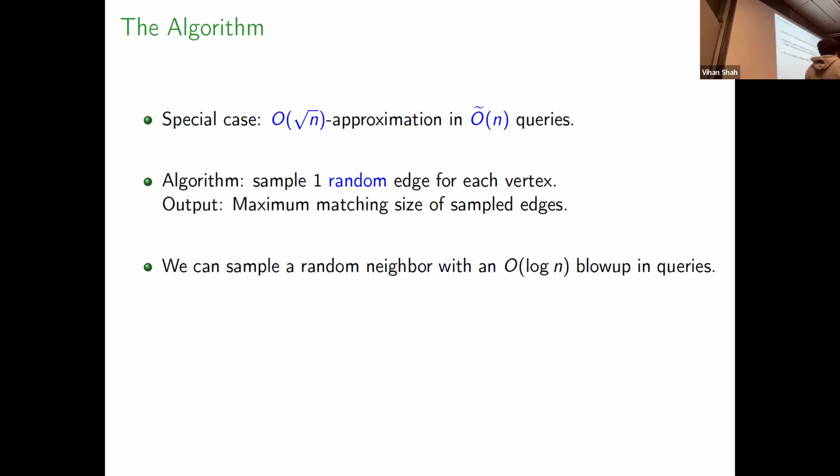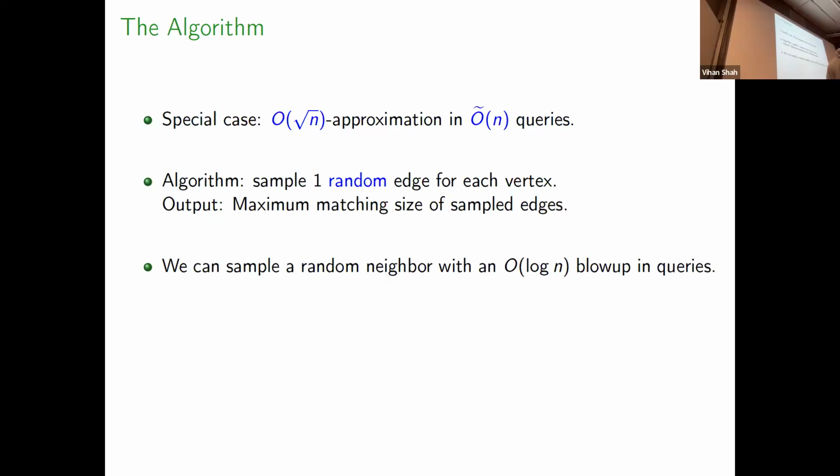And note that I'm saying we're sampling random edges, but that was not allowed because we can only say give me the ith neighbor, for example. We cannot say give me a random neighbor, but that's okay. You can use an order log n blow-up. Just guess the degree and then do the sampling. So this is not a problem. We'll assume random neighbor samples as well.